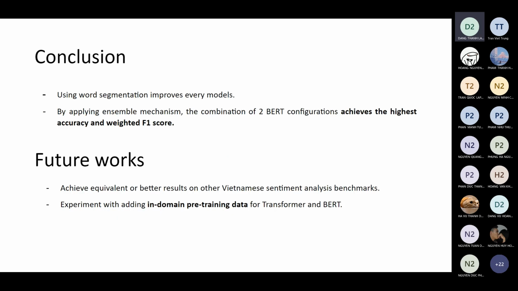In conclusion, we see that using the word segmentation improves the performance of every model. And by applying ensemble mechanisms, we are able to increase the performance of BERT and other models too. In the future, we hope to achieve equivalent or better results on other Vietnamese sentiment analysis datasets. And we will try to experiment with adding in-domain pre-training data for transformer and BERT, because we use Colab, and if we try to pre-train from scratch, it will take a lot of time.